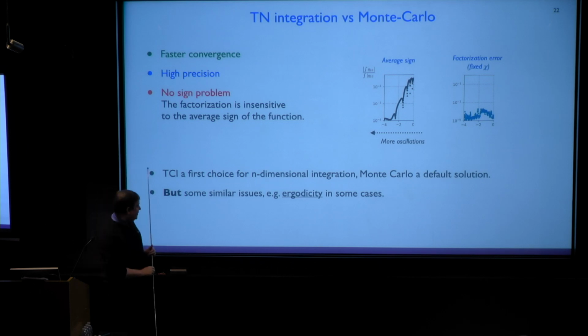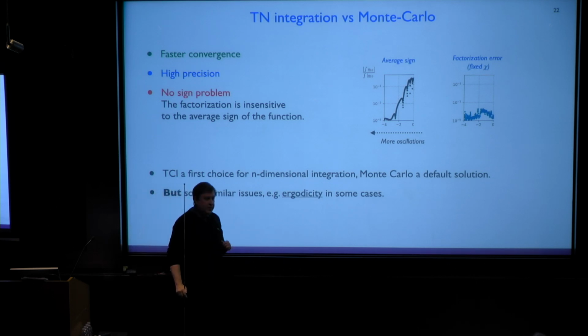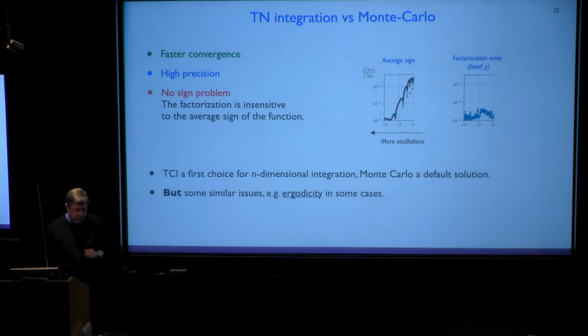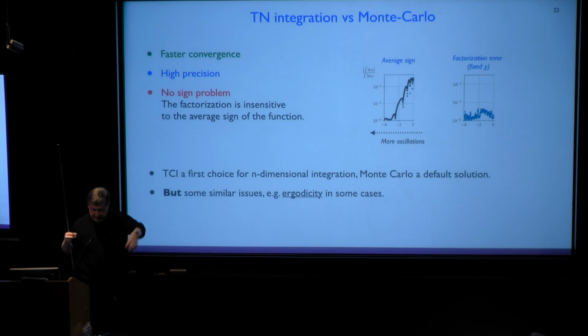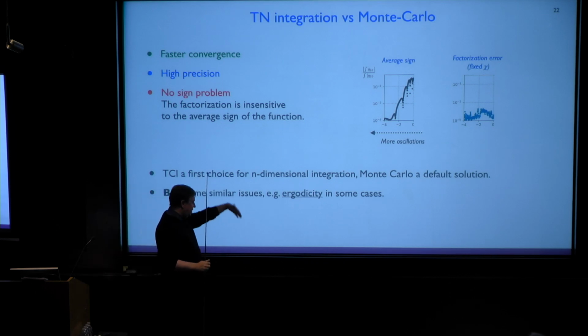However, and that's something we discovered more recently, of course you are still in large dimension, so you will still have some of the problem that Monte Carlo has. And one of them is ergodicity. In some cases, the algorithm will not be able to find your function. If your function has peaks in some very rare space in n dimension, it will become difficult. But we can design strategies which come from Monte Carlo to avoid this problem in some cases.